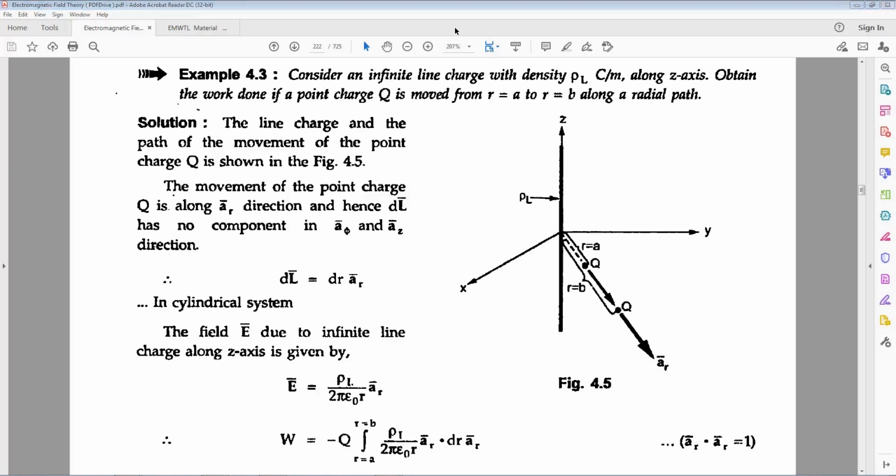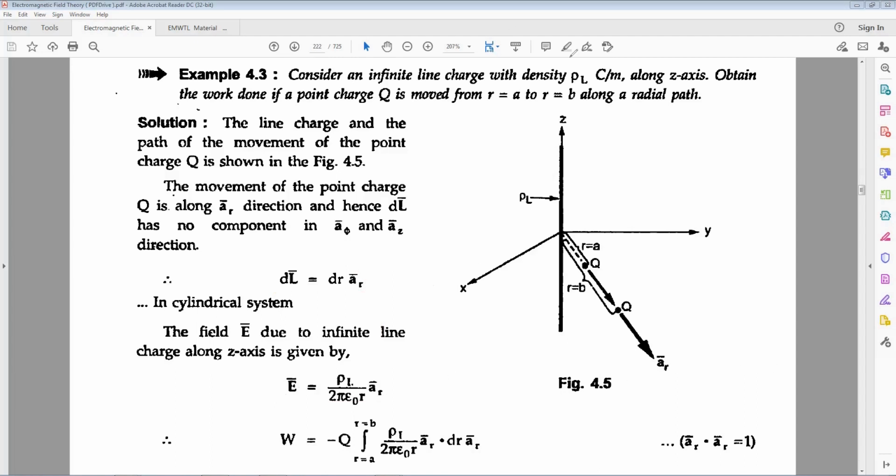In the previous case, we considered dl bar in the phi direction. Consider a circular ring. In that circular ring, a small differential length dl bar is on the circle, and the charge is distributed on that circle or circular ring. So dl bar is equal to r into d phi a phi bar, and a r bar dot a phi bar is 0. Now in this condition, dl bar is equal to dr into a r bar, and E bar is also given as rho L by the 2 pi epsilon naught r into a r bar. The a r bar dot a r bar is equal to 1.